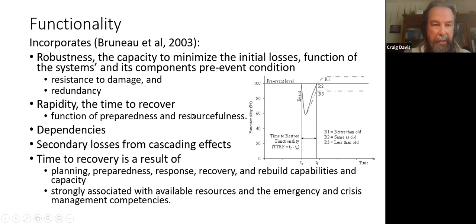It incorporates the dependencies and interdependencies. It incorporates secondary losses from cascading effects like dam failure, fire, and so on. Time to recovery is a result of the planning, preparedness, response, recovery, and rebuild capabilities and capacity. It's strongly associated with available resources that can be used in emergency and crisis management competencies.